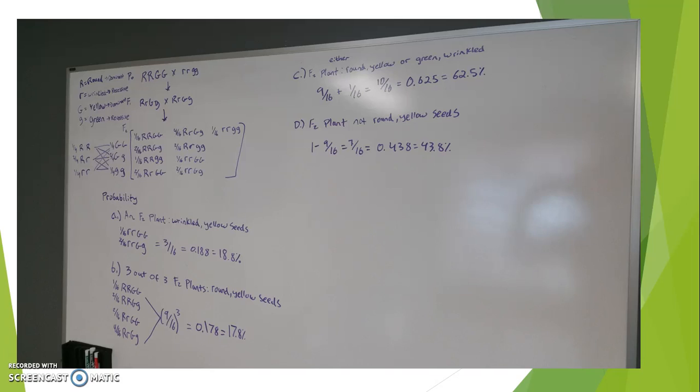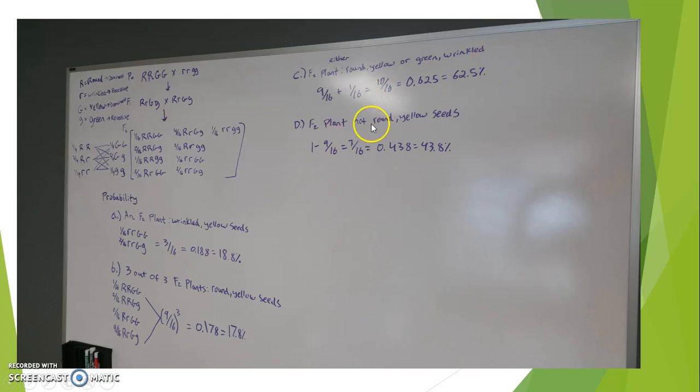Then C states the F2 plant is going to be either round and yellow, or green and wrinkled. Basically I found the number of genotypes that correlate with this particular phenotype, and I got 9 out of 16 just following this chart and this key. Same thing with the green and wrinkled. I added them together because it's either or, and I got 10 out of 16, which is 62.5%.